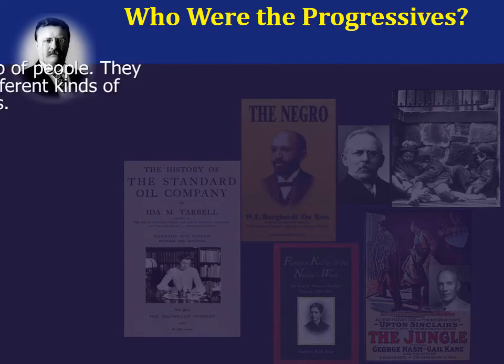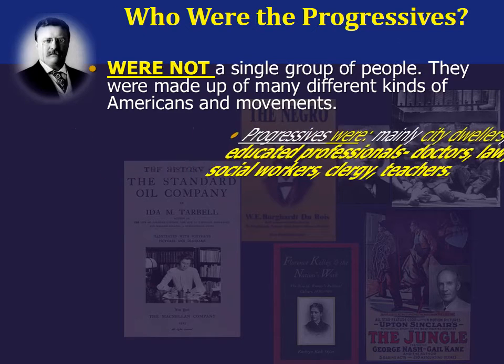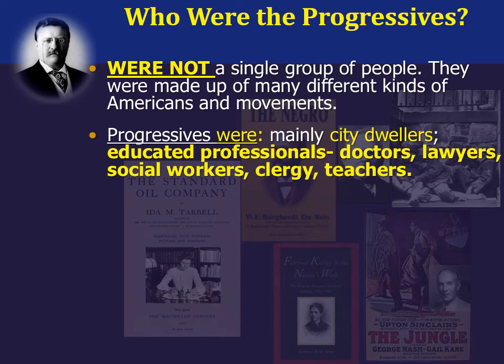So who were they? They're not a single group, and that's a big issue. You've got your farmers, your populists, your immigrants, people pushing for suffrage, civil rights, and religion. So they're a hodgepodge or a patchwork of different reform movements becoming umbrellaed under the progressive movement. So, city dwellers.